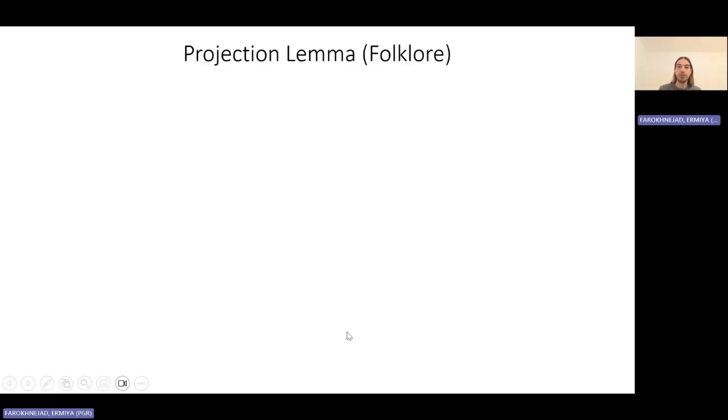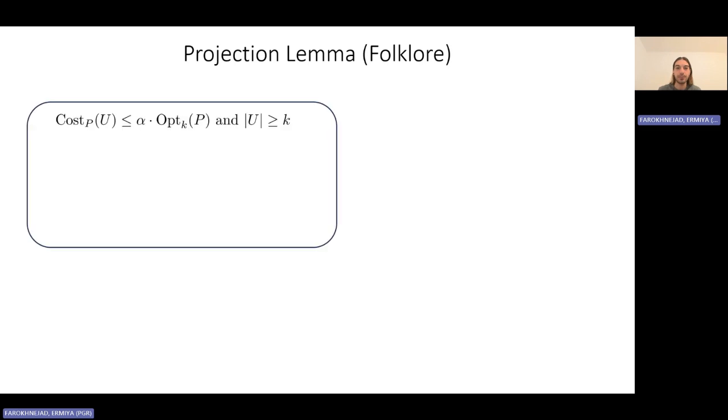The next lemma that we are going to use is called the projection lemma. What I'm going to tell you here is not actually the projection lemma. It's going to be a conclusion of the projection lemma, which is more intuitive. Assume that we have a solution U, which is an alpha approximation of optimum K median, but the size of the solution is more than K. Then it is possible to show that there exists a subset of U, like U prime, whose size is exactly K, and again it's a good approximation. It's an alpha plus 2 approximation.